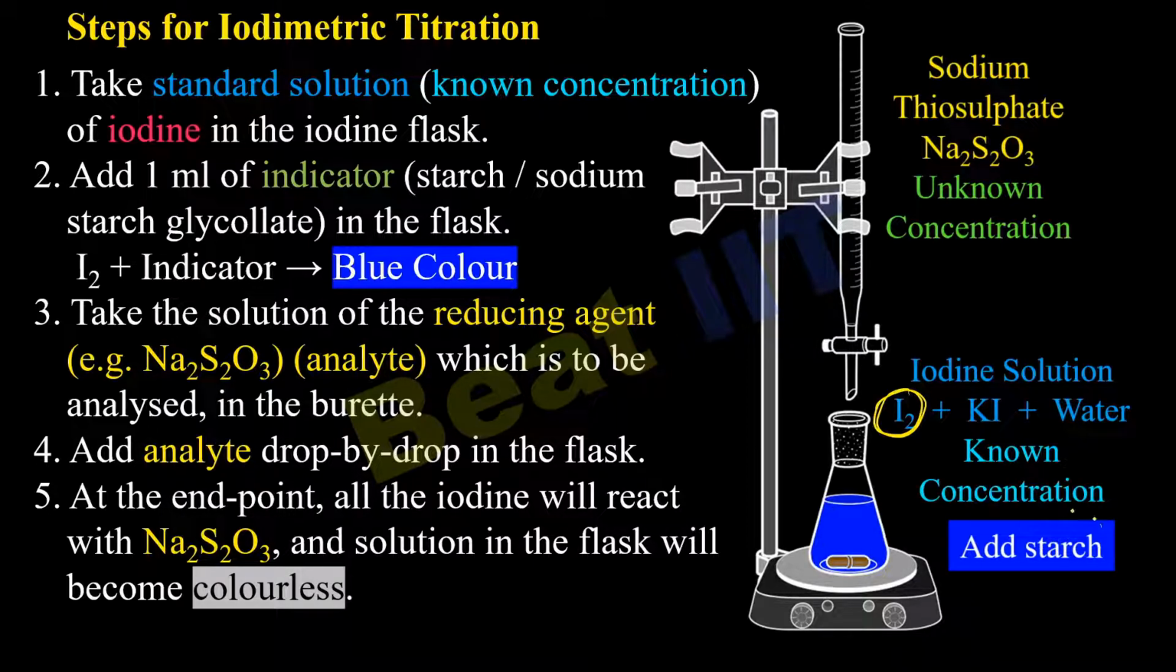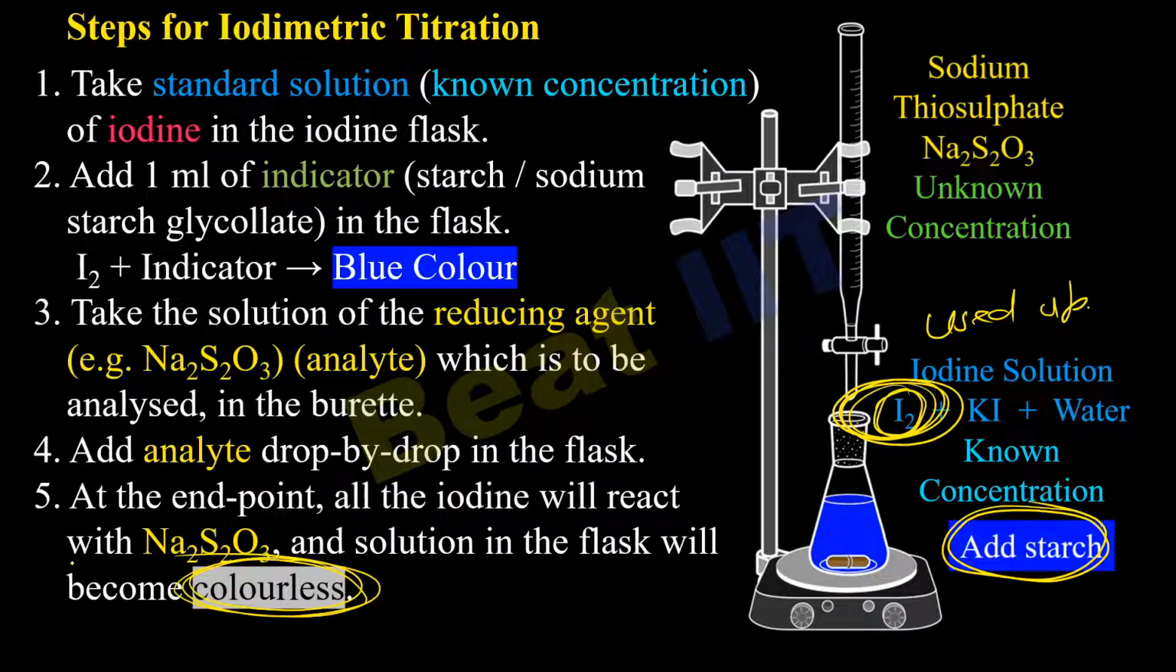Iodine with starch gives us blue color. When all of the iodine is used up, then even if starch is there, blue color will not be there. That will indicate the end point because the solution will become colorless. Means all of the iodine has been used. Now we know the amount of iodine which was present in the flask.